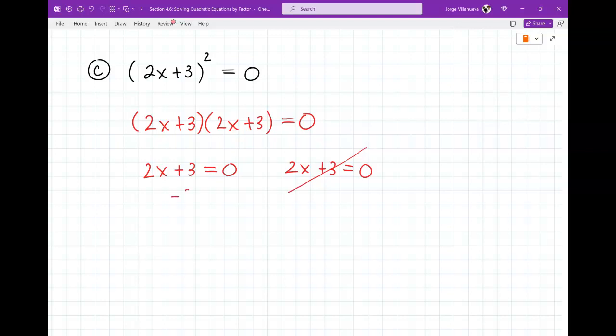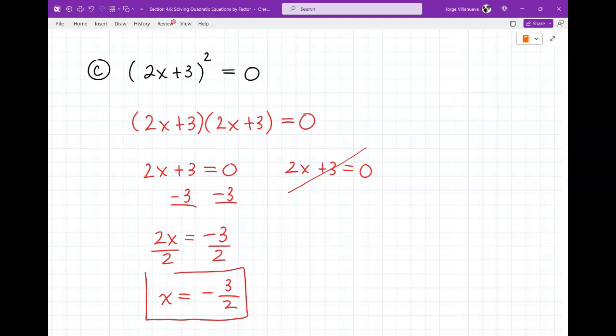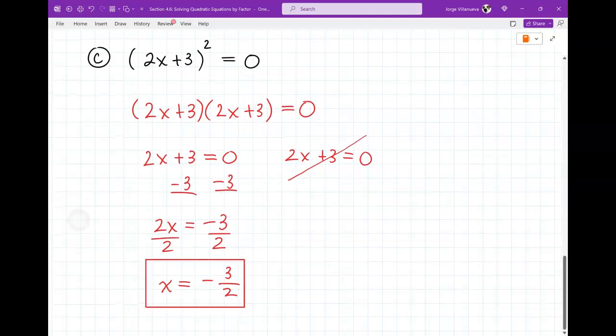So we'll subtract 3 on both sides first. So I get 2x equal to negative 3. And then once you divide by 2, you'll get your answer. Okay, so divide both sides by 2. x is equal to negative 3 halves. And there's only one solution here. x equals negative 3 halves.